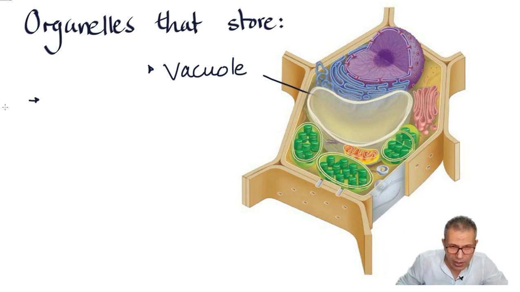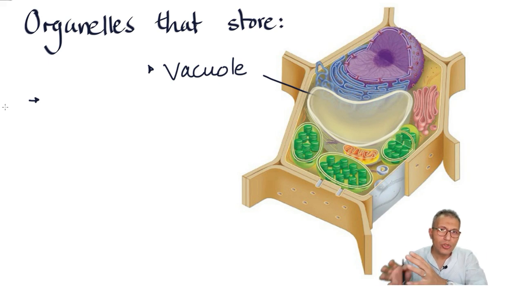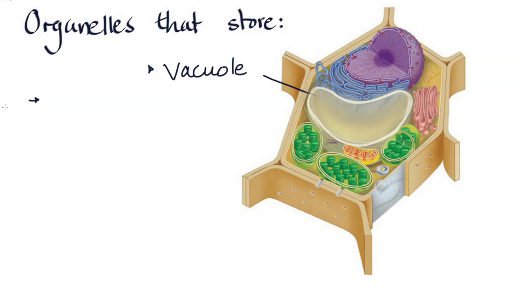You should understand that the plant does not move from one place to another, okay? So it has to store something for the future, something for tomorrow. So it will store everything for the cell, like what? This vacuole will store water.